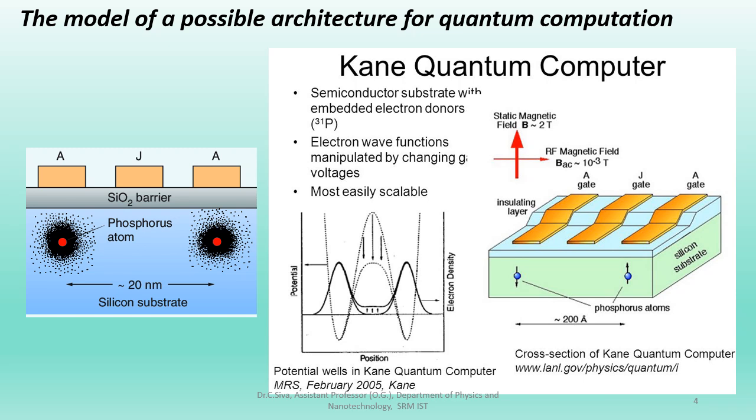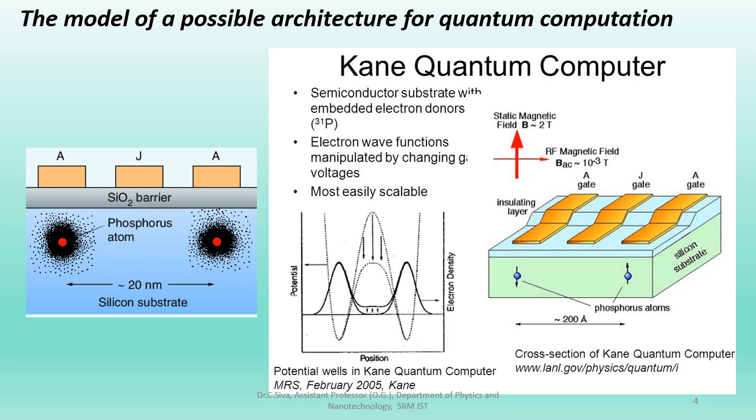The Kane model is based on phosphorus donor atoms in a silicon substrate. Here you can see the phosphorus donor atoms embedded in isotopically purified silicon. These donors are placed 20 nanometers apart from each other and 20 nanometers below the surface, with an insulating oxide layer above them.